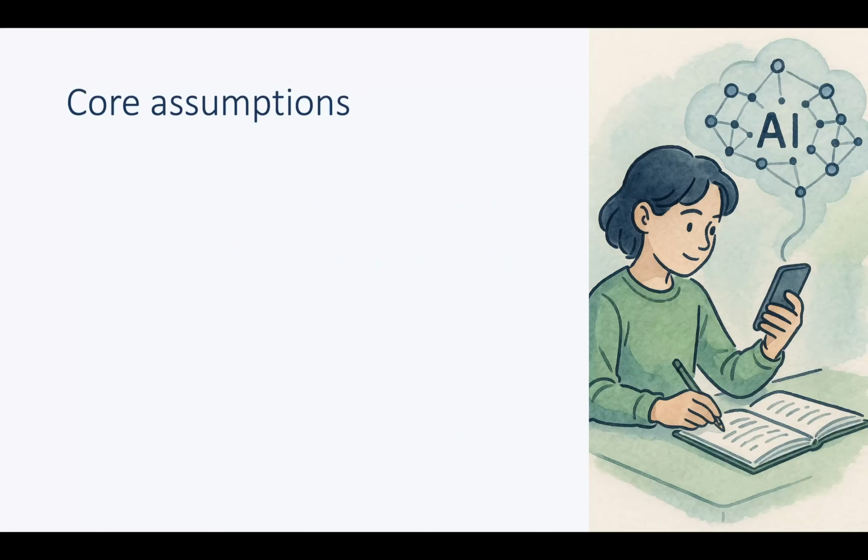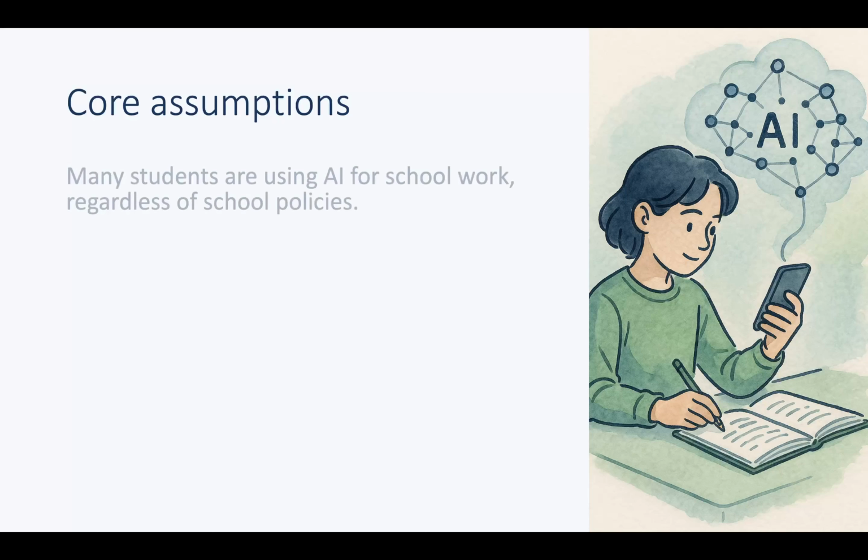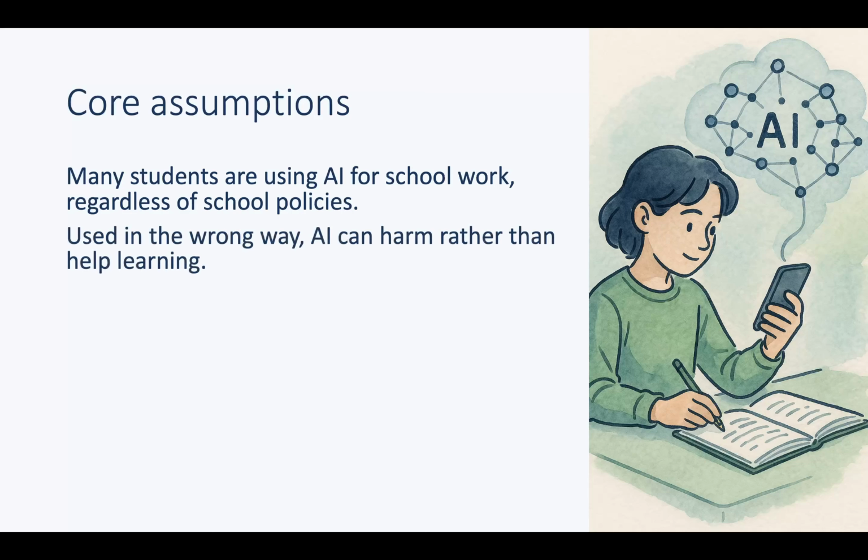And I'm starting from a number of core assumptions. The first one is that many students are using AI for schoolwork, regardless of what your school policies say. This isn't just about what you should or could do with AI in your classroom, but to help build your students' AI competence, so when they use AI themselves, they can do it in a good way. And the reason, of course, is that used in the wrong way, AI can harm rather than help learning.